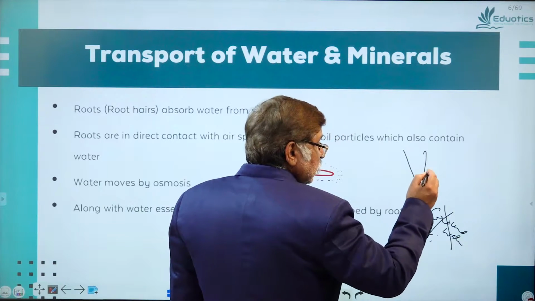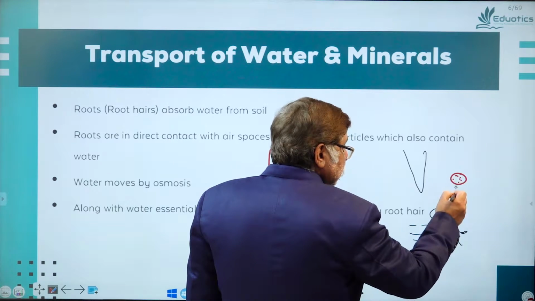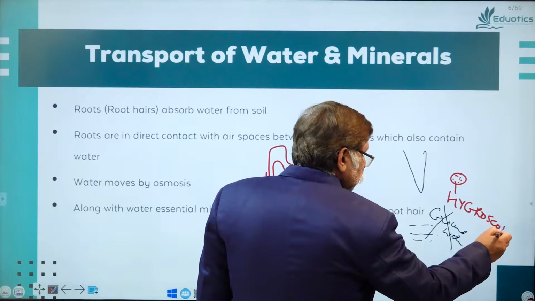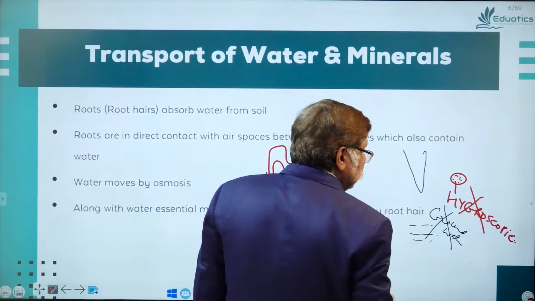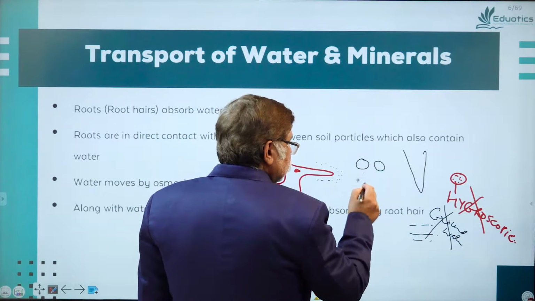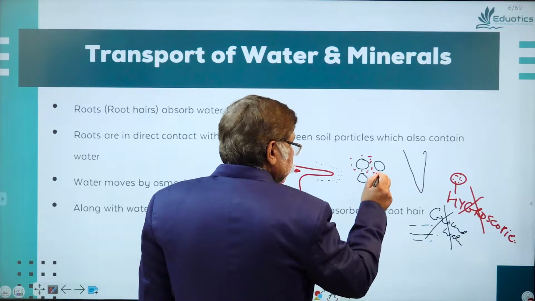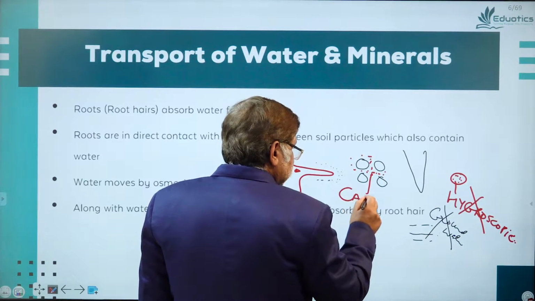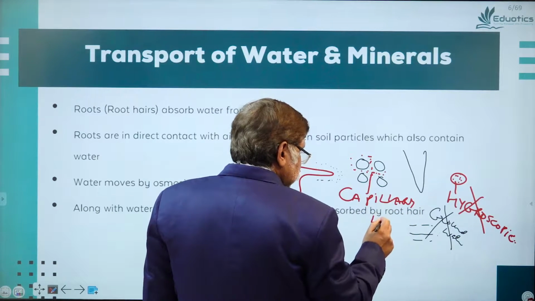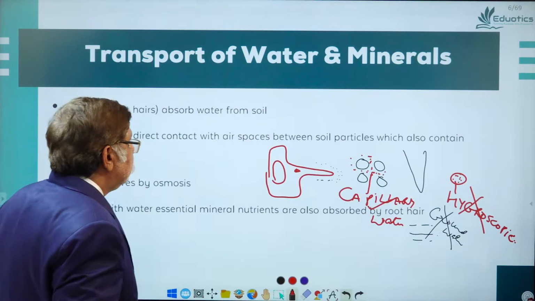And then some water is absorbed by soil particles, hygroscopic water, which is also useless for roots. So then which water is useful for roots? It is the water trapped between the soil particles. We call it as capillary water. This capillary water alone is the useful water.